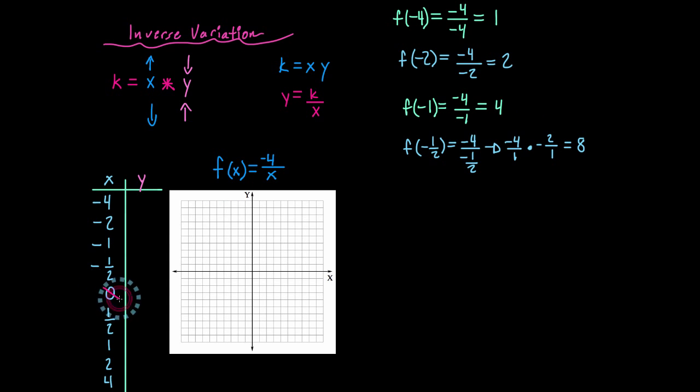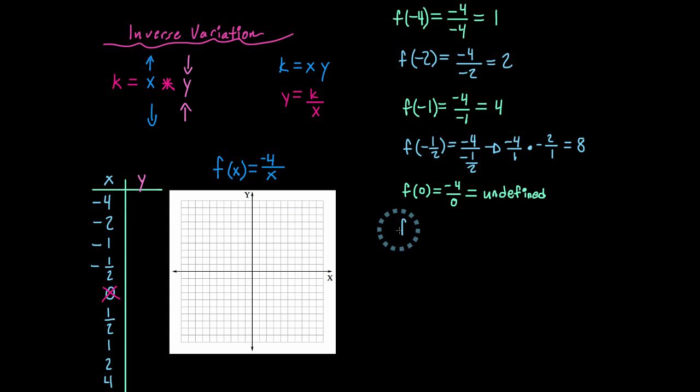So 0 is undefined. We are not going to use it. But just to prove that it's undefined, I'll go ahead and put it in here. So f of 0 is equal to negative 4 over 0, and any number divided by 0 is undefined. So undefined. All right, let's move on.